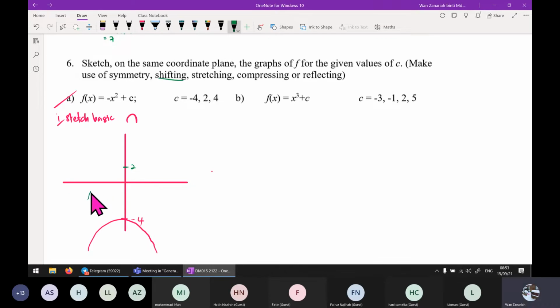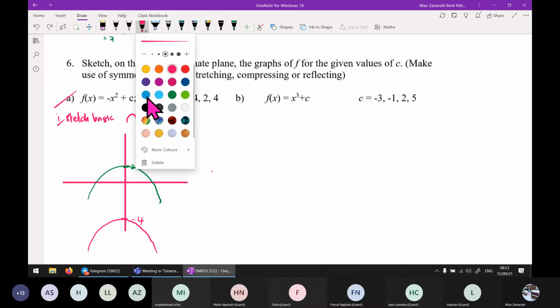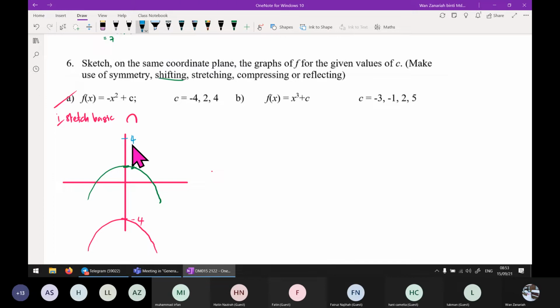So it is the same graph, and it will cut at 2, the intercept. And then 4. Use different colors, you all. For example, you all draw it properly, but the shape must be the same.